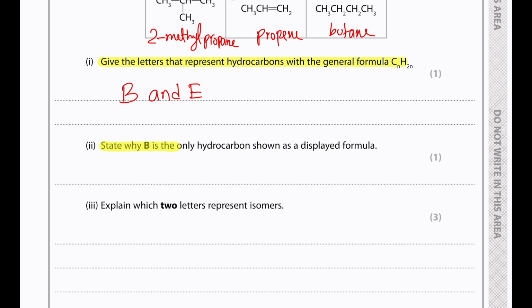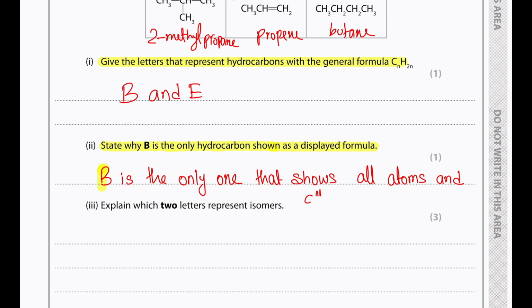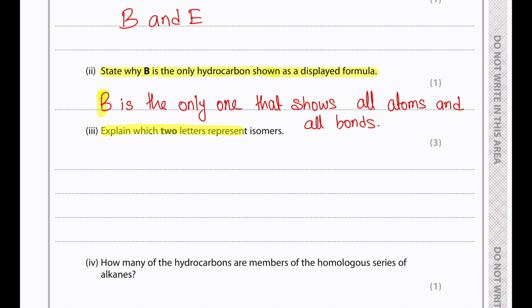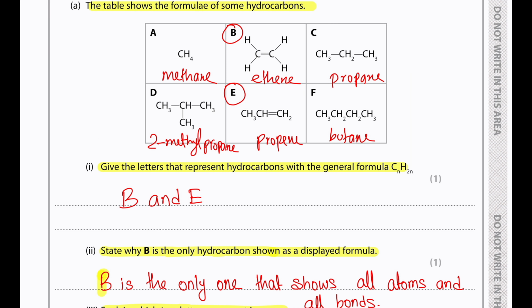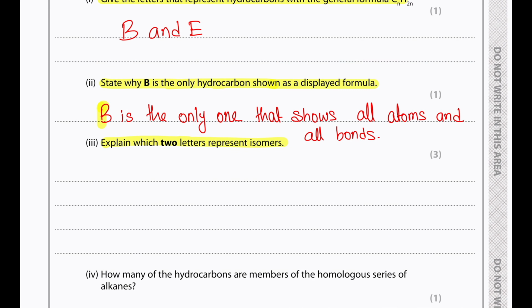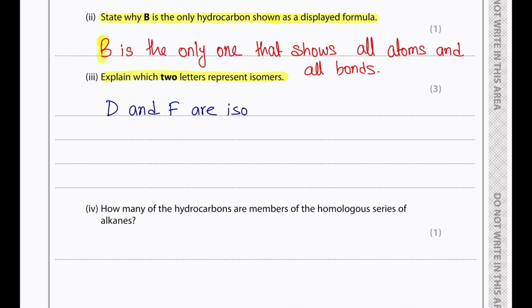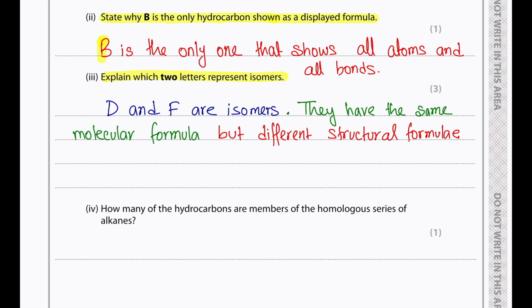State why B is the only hydrocarbon shown as a displayed formula. B is the only one in the diagram that shows all the atoms and all the bonds. Explain which two letters represent isomers. We can see D and F. Butane and 2-methylpropane have the same molecular formula but different structural formulae. So we'll say D and F have the same molecular formula but different structures, joined together in different ways.